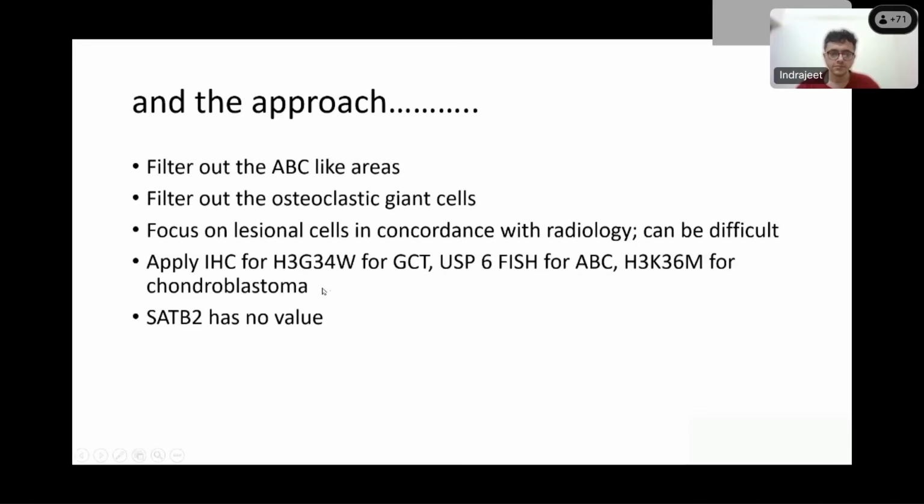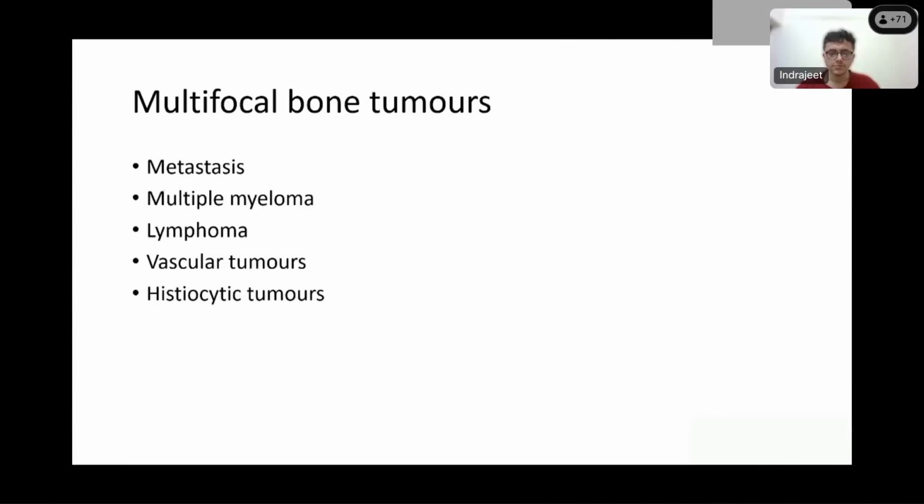Apply appropriate immunohistochemistry. And remember, in these distinctions, H3F3B may not have any value, but the histones do. So that is the message about lesions which contain aneurysmal bone cyst-like areas or even osteoclastic giant cells. Don't let these two features obscure the real nature.